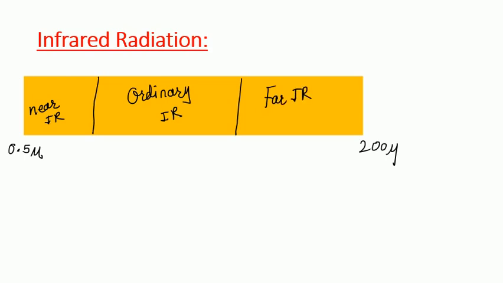So near IR ranges from 0.5 to 2.5 micron. Then 2.5 to 15 micron is the ordinary IR, and 15 micron to 200 micron is the far IR region. Further, the ordinary IR is divided into three groups or three regions.